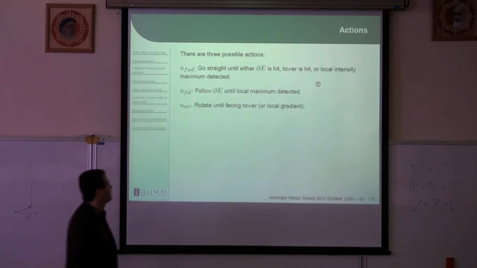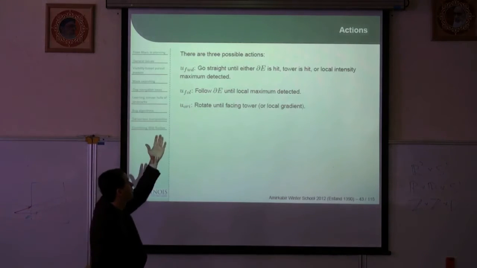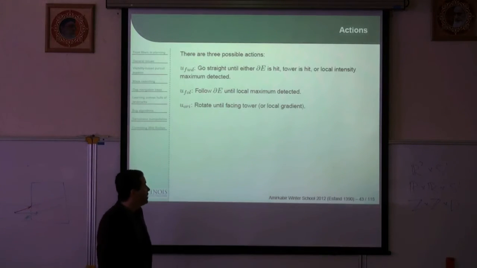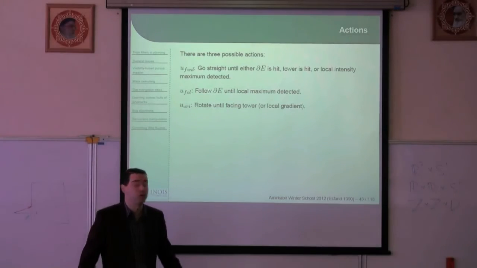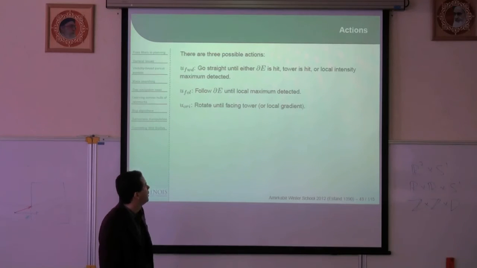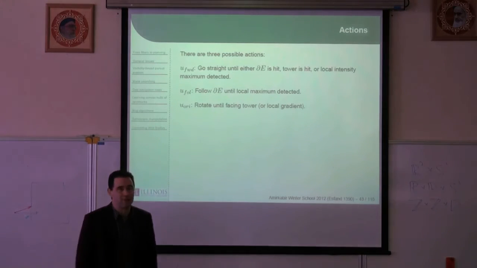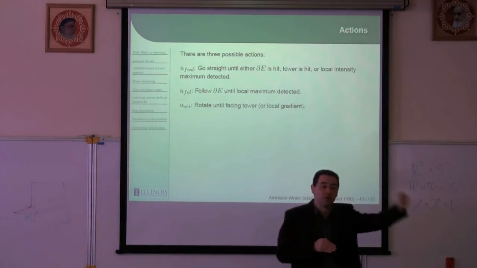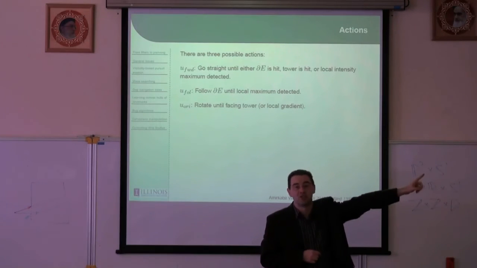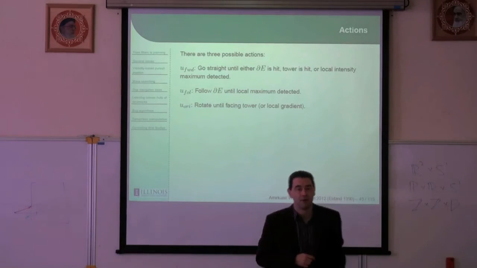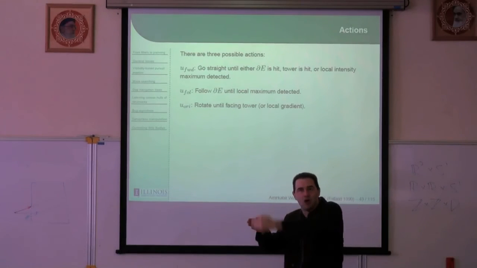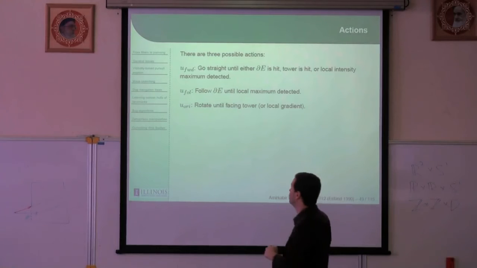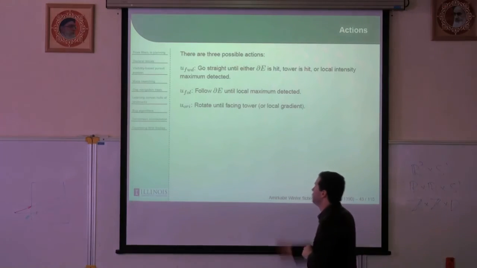So here are the possible actions for the robot. I can say go forward until either the boundary of the environment is hit, the tower is hit, because that's your goal, or there's some kind of local intensity maximum. I'll explain how that can happen. Based on the direction that you're going, you can still hit a local maximum. Even if the function itself has only one global maximum, it may be the case that your direction of motion might cause a local maximum. I'll show that. So that's one, go forward.